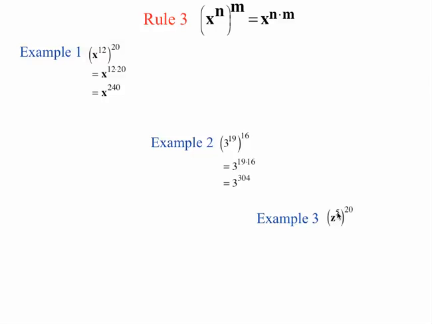All right, example number 3. Here we have z to the power of 5 all to the power of 20. We're just going to multiply those powers. So it's going to give us z to the power of 100. All right, and that's it for rule number 3.